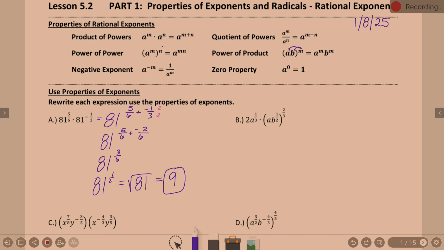Okay, let's try B then: 2a to the 1/3 times ab to the 1/2 raised to the 2/3. There's a couple things that have to be done. Guesses of where to start?